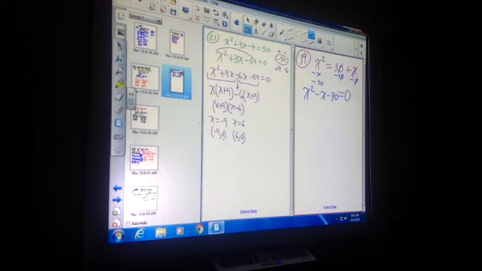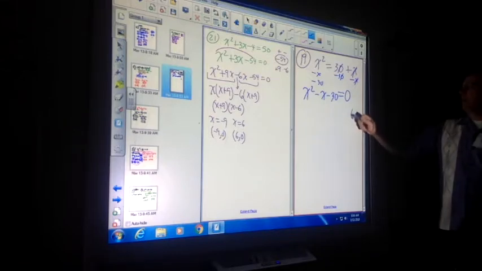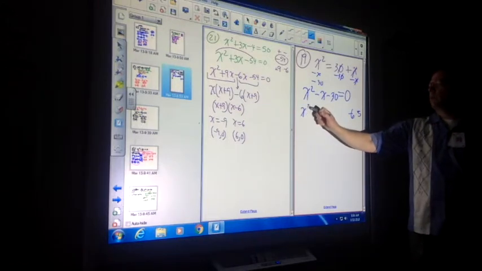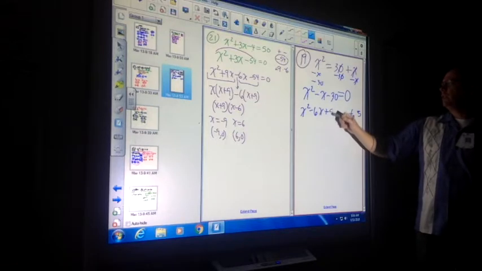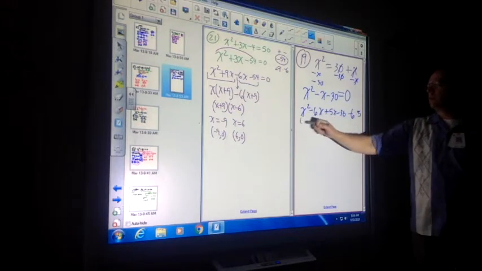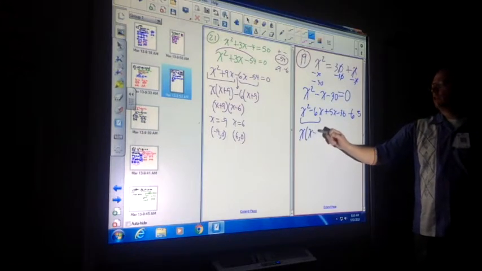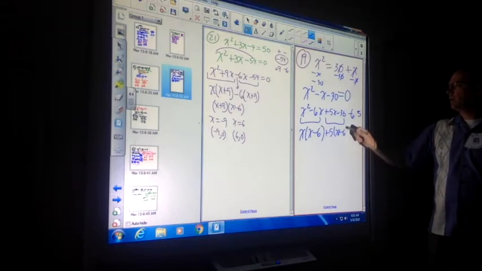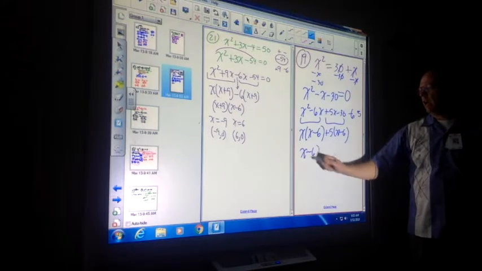What do you think? Can anyone factor that? Think about it. What's my magic number? Negative 30. What factors of negative 30, one being positive, one being negative, add to negative 1? 6 and 5. It'd be a negative 6 and a positive 5. Agree? Yeah. So, x squared minus 6x plus 5x minus 30. x minus 6, plus, comes down, 5, x minus 6. So I get x minus 6 and x plus 5.